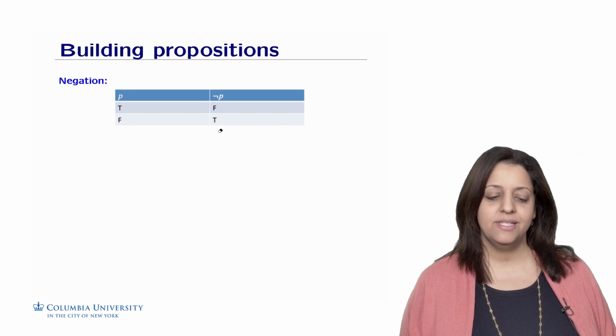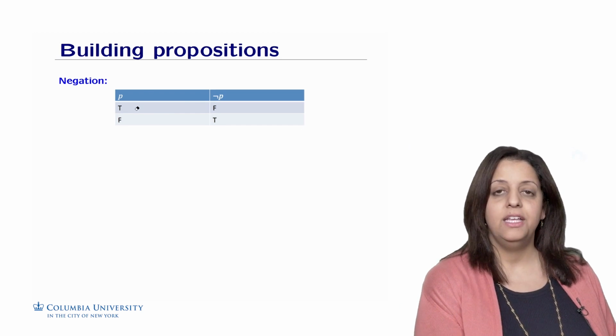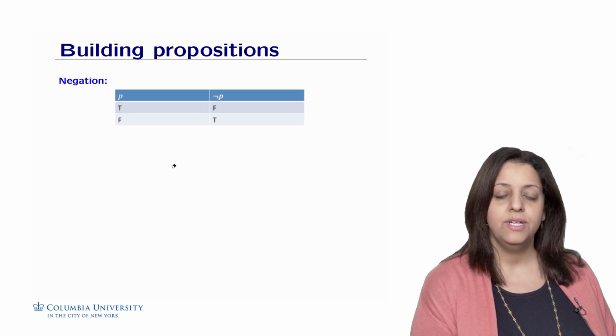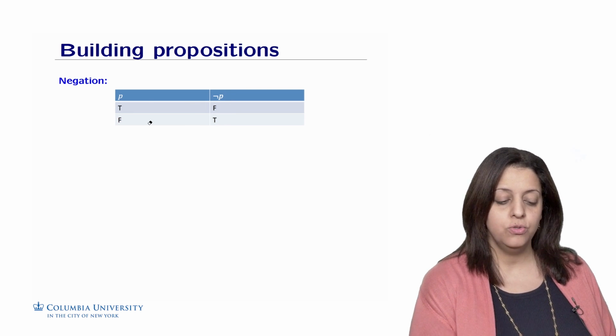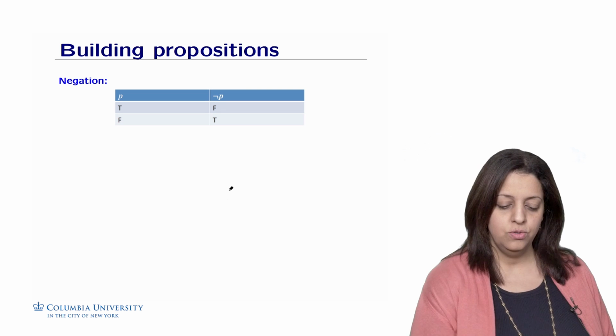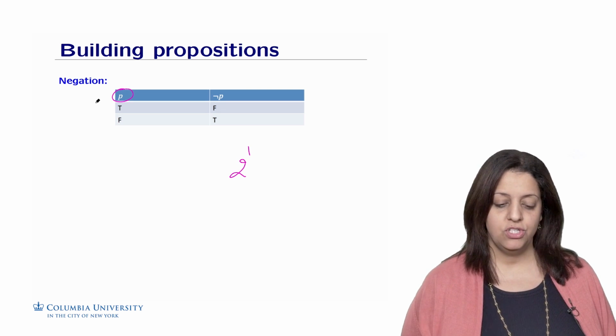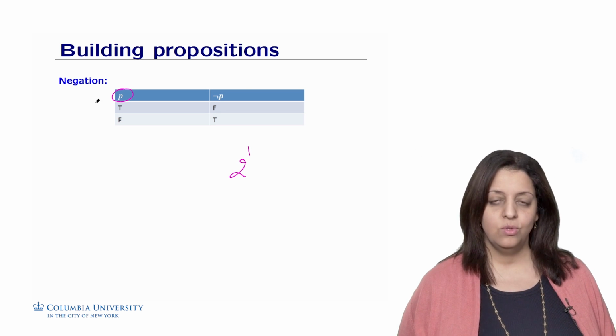So let's start with the simplest truth table for negation. If we have a proposition P, then the negation of P is false if P is true, and the negation of P is true if P is false. So here you can see that we have a truth table of size 2, that's 2 to the 1, the number of propositions you have. So we're working on only one proposition, negating it, so the size is 2 to the 1.